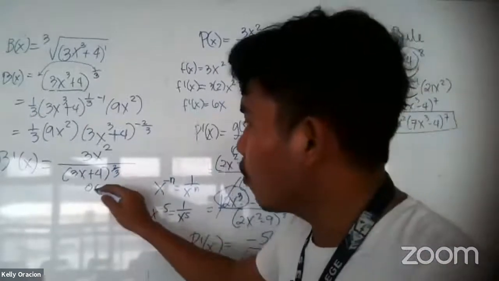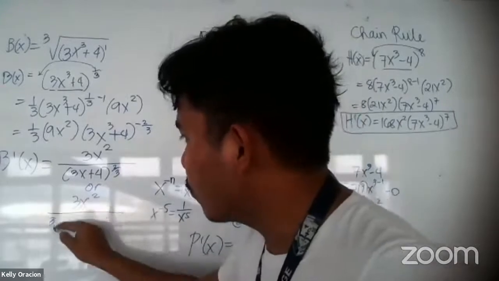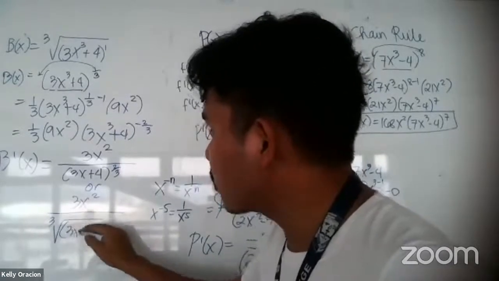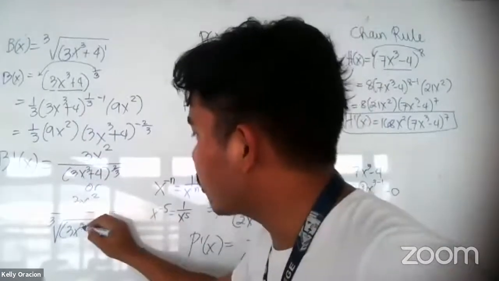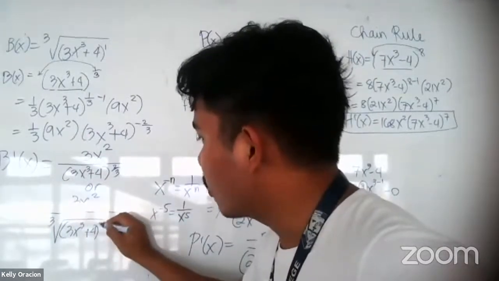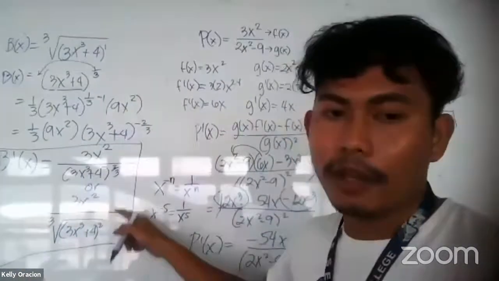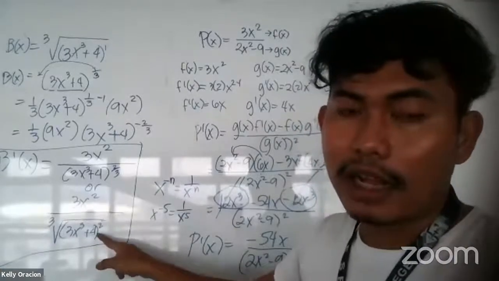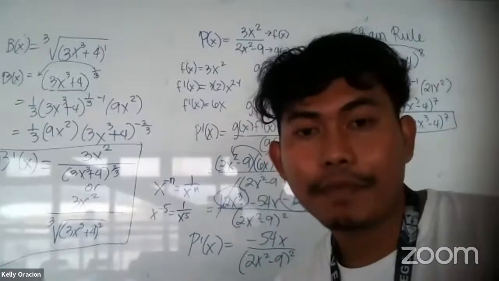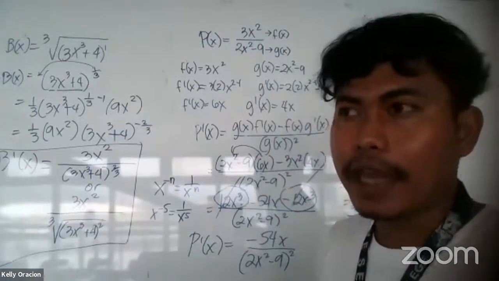Or, kung gusto niyo yung answer na naka-radical, wala problema. Cube root of 3x cubed plus 4, squared. Mamili lang kayo. This one is the exponential form and this one is the naka-radical form answer. Okay? So, ganun lang. So, copy.